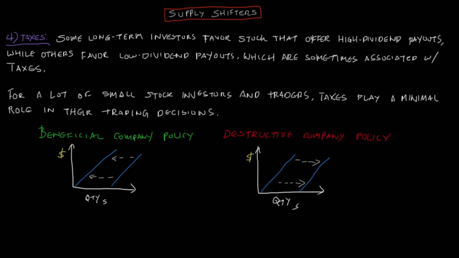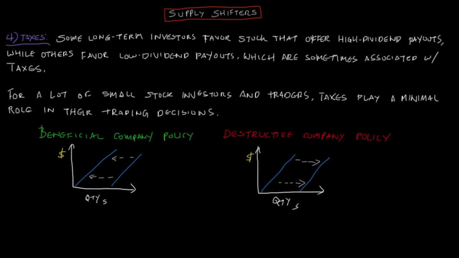Again, given the complicated nature of taxes, you should try to keep it simple by asking yourself, if the change in company policy benefits the shareholder, how will this cause a shift in the supply curve? Well, the supply curve will shift to the left because current shareholders will hold on to their shares, so there would be a reduction in shares being sold. If the company policy had an adverse effect on shareholders, this would shift the supply curve to the right because shareholders would be selling their shares.